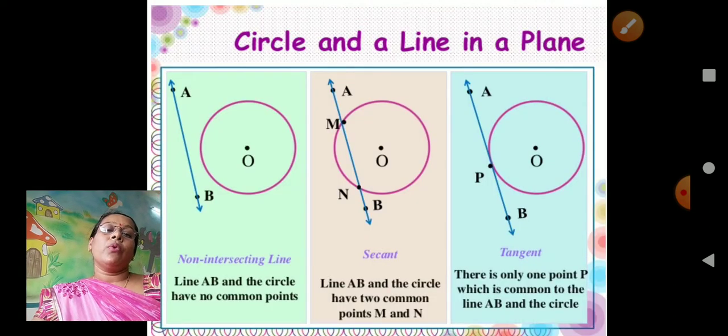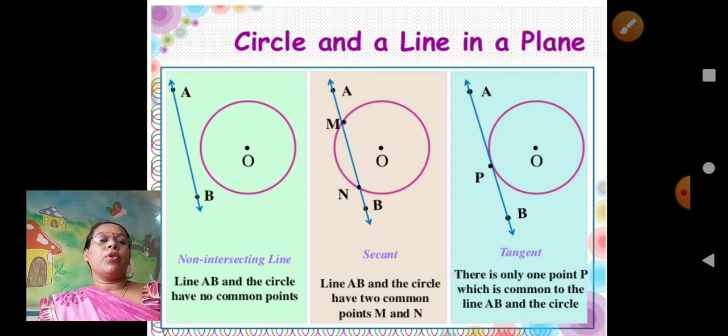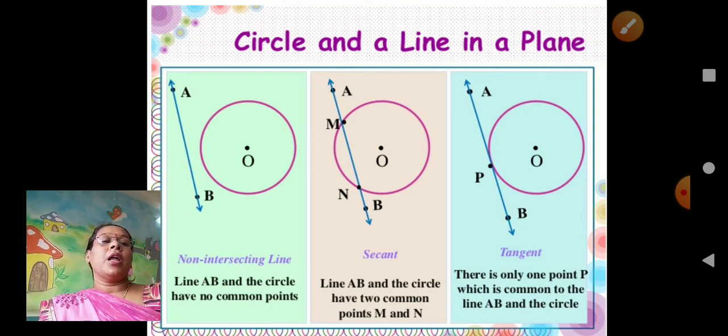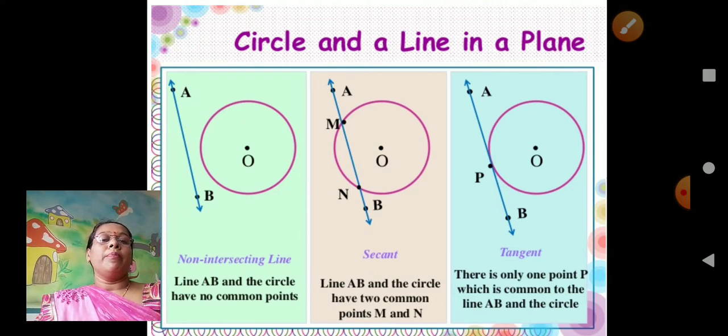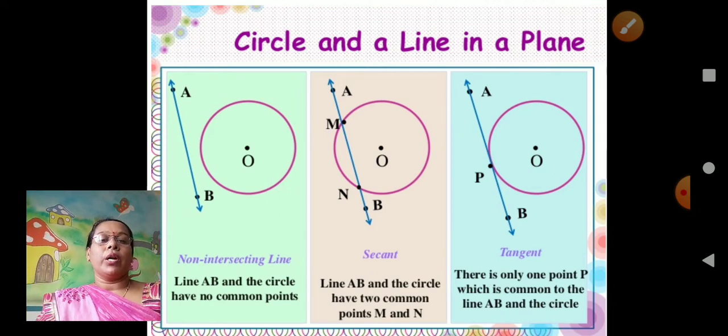Now if we consider one circle and one line, there are three possibilities. See, the first possibility: the circle and line are non-intersecting. Second possibility: the line intersects the circle in two points. At that time that line is called a secant. And the third possibility is the line touches the circle in a single point. At that time that line is called a tangent, and that touching point P is called the point of contact. It means there are only three possibilities if you consider one circle and one line in one plane.